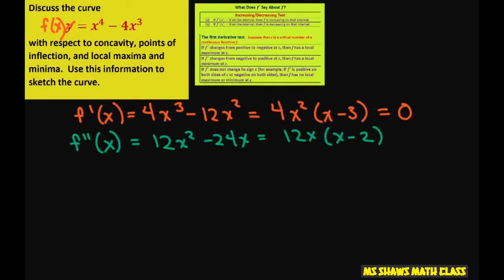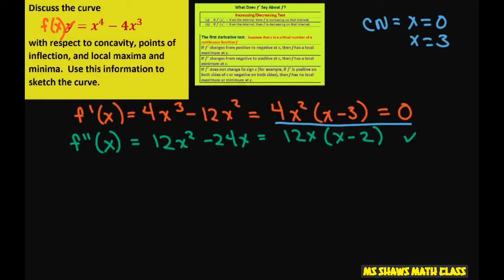Now, what we're going to do first is find the critical numbers. When we set this to 0, what are our critical numbers? So our critical numbers are x equals 0 and x equals 3. Then to evaluate these and find our maximum and minimum, all you do is look at your second derivative and plug them in.